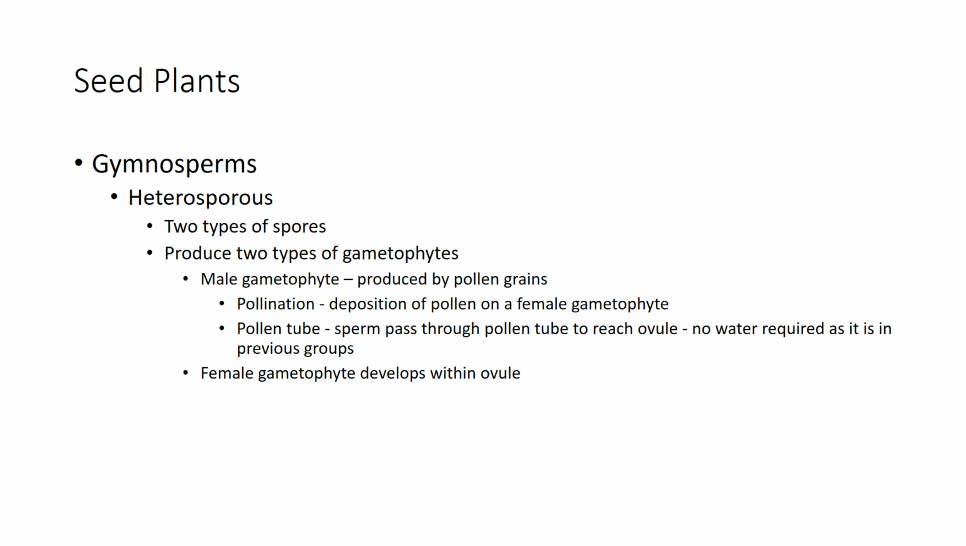Pollination is just the deposition of pollen on a female gametophyte, and through the pollen tube, basically sperm passes through to reach the ovule. There's no water necessary. And then the female gametophyte develops within the ovule, which eventually becomes a seed that disperses the offspring. Gymnosperms are really the most plentiful plants on the earth today, and there are 800 to 1,000 species of gymnosperms, and these are really our cone-bearing plants, not the ones that have flowers or fruit. Gymnosperms have cones.